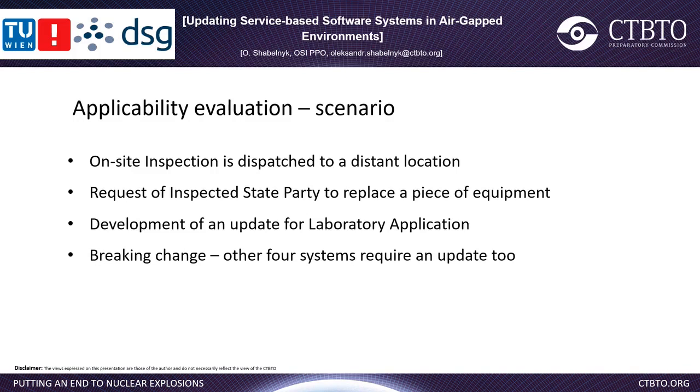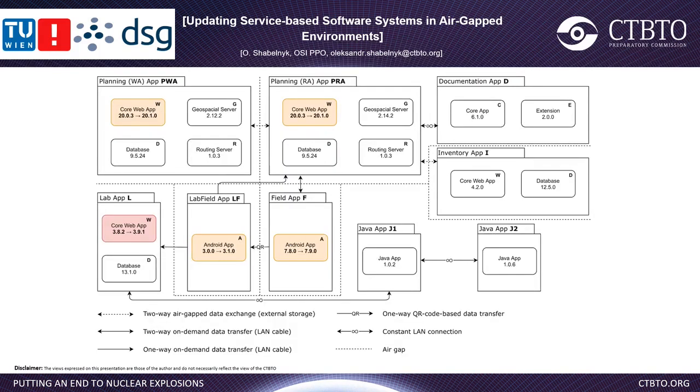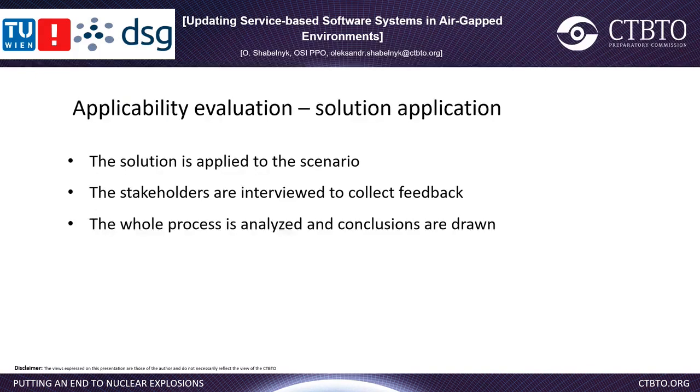This results in developing an update to a system called laboratory application, which introduces a breaking change to 4 other air-gapped services. They must be updated too. On the diagram, the service in red is the one that initially must be updated. As said previously, updating it introduces a breaking change, so other services highlighted in orange must be updated as well.